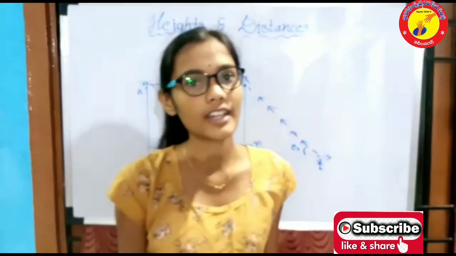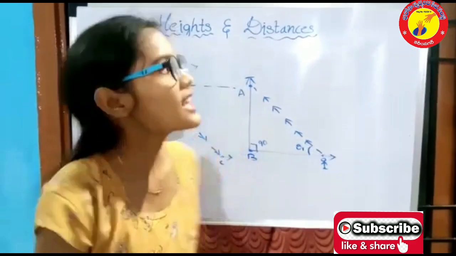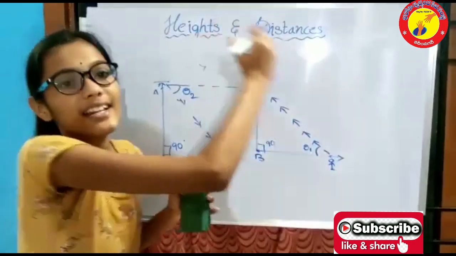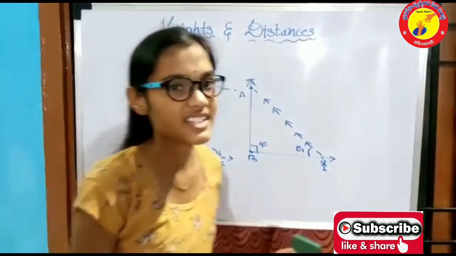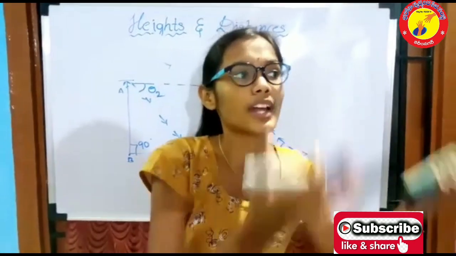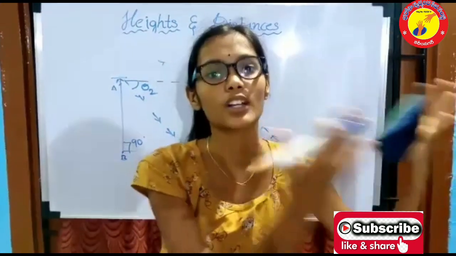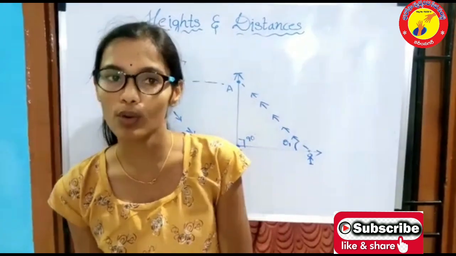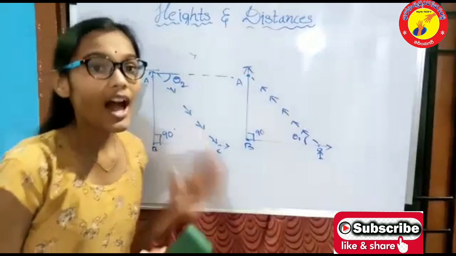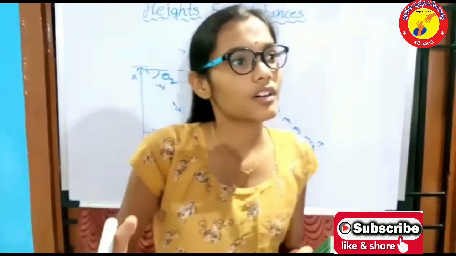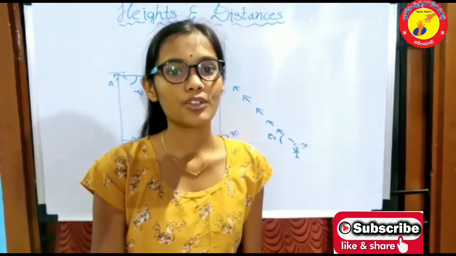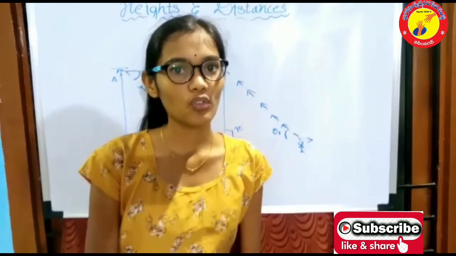In the 10th standard, applications of trigonometry is a very useful chapter, and the applications of trigonometry chapter consists of heights and distances. So heights and distances we see in our day-to-day life: when we are looking down from a building to the floor below, that is where we use the angle of depression, and when we are looking up, the angle of elevation.